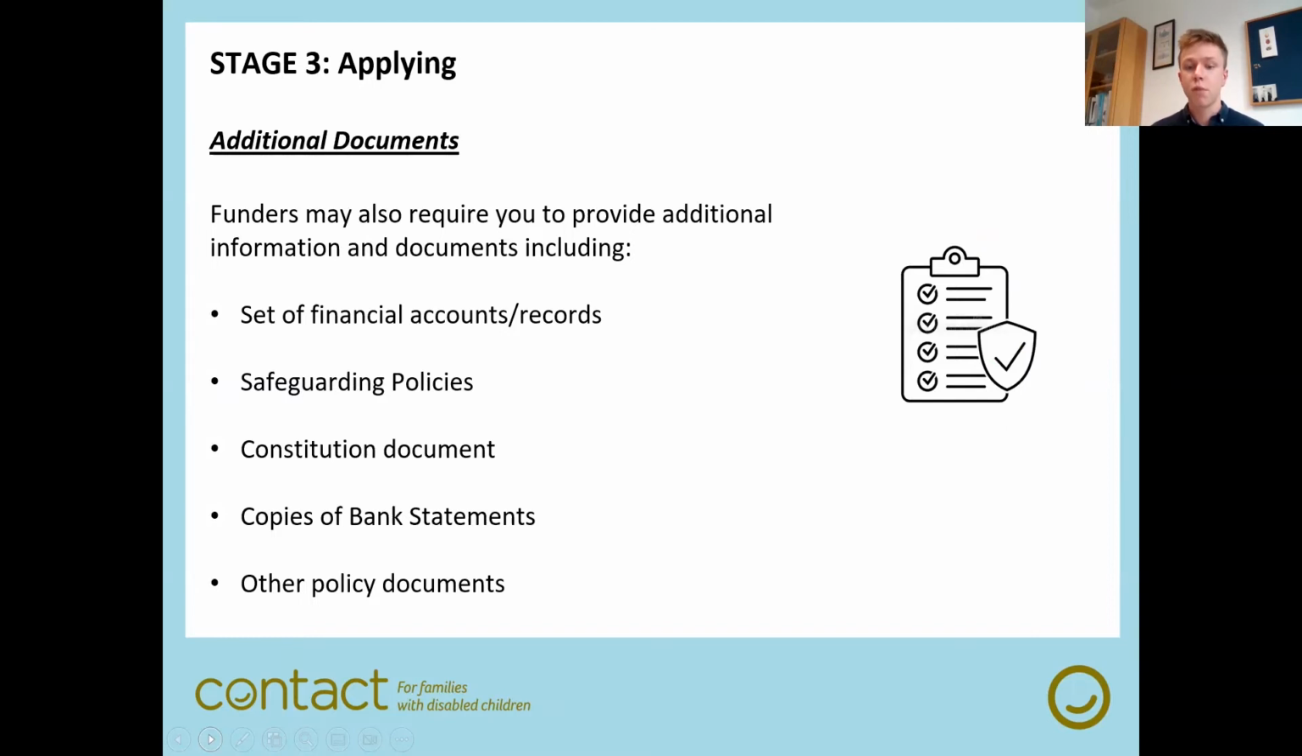As part of the application process, you may also be asked for some additional documentation, and this is just part of a trust or foundation's due diligence. You might well be asked for things like a set of financial accounts or records. They might ask for safeguarding policies, constitution documents, copies of bank statements. But the majority of the time, if a trust or foundation is asking for this sort of information, they will provide guidance around it.